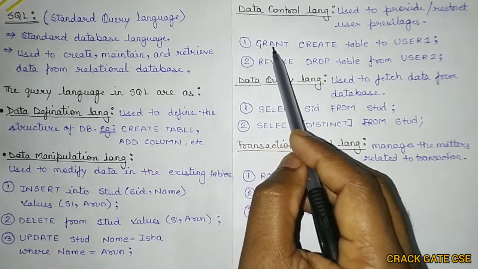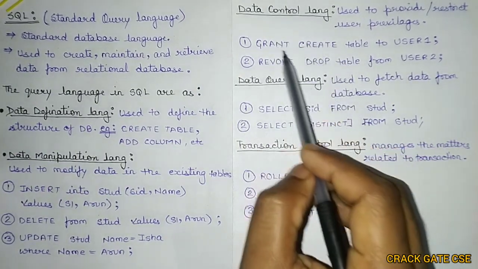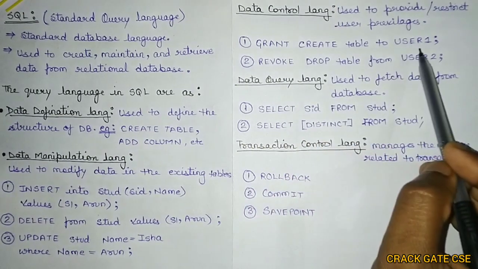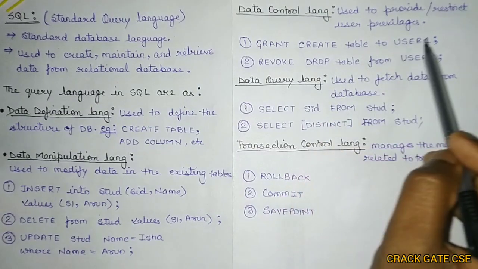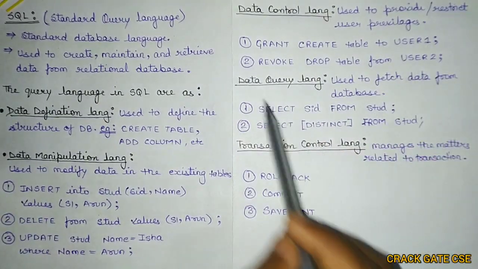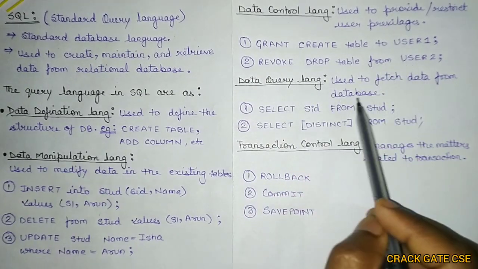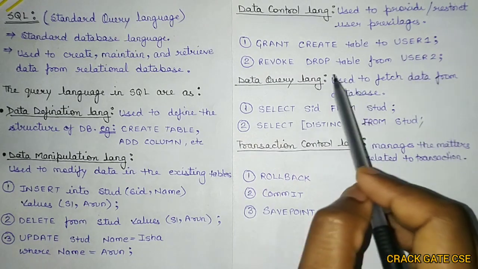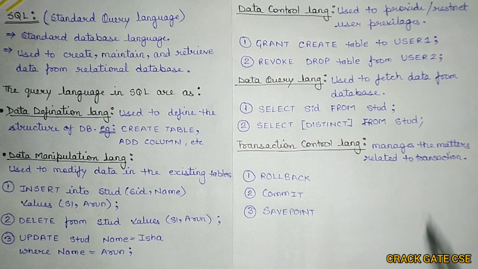So the two commands are, first, GRANT CREATE TABLE TO username. That means we are giving the permission to create a table to username. Here we are giving the privilege of creating a table to a specific user 1. In the second, we use REVOKE DROP TABLE FROM user 2. So we are removing the permission from user 2 to delete a table. After this particular query, user 2 will not be able to delete a table, right?